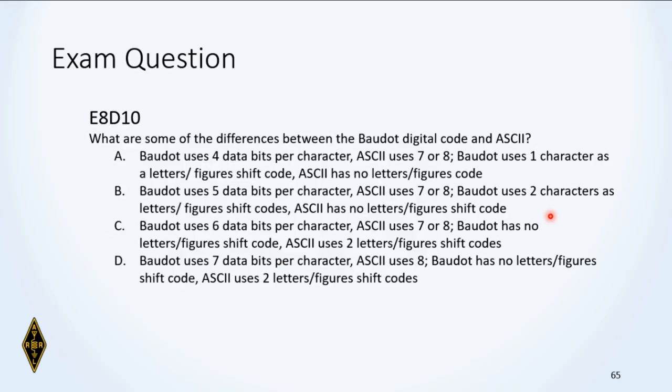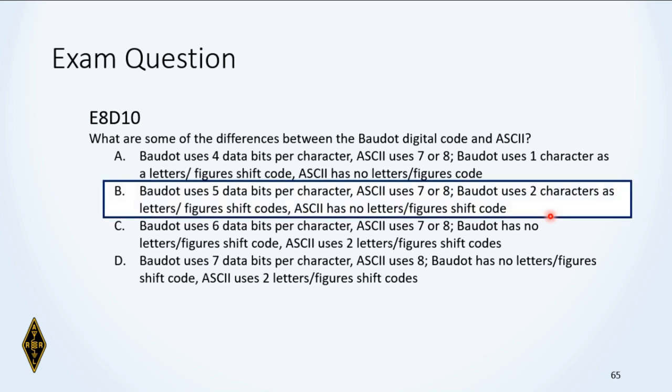What are some of the differences between Baudot digital code and ASCII? And there's one particular number that I said was very significant that will make this very easy to answer. Five. Yep. You don't have to read all of those words if you just remember five. Baudot uses 5 data bits per character. ASCII uses 7 or 8. And then more stuff to follow here. But the five is the key to answering this one. We've got 4, 5, 6, and 7.